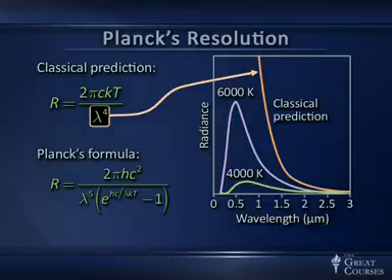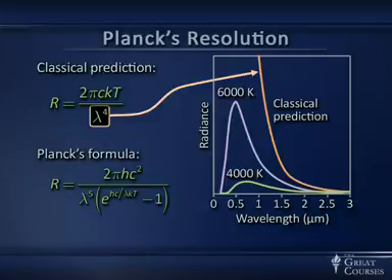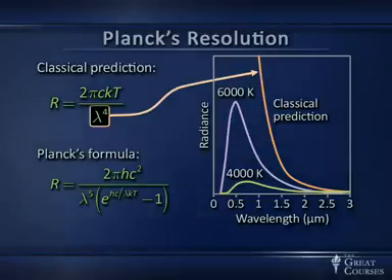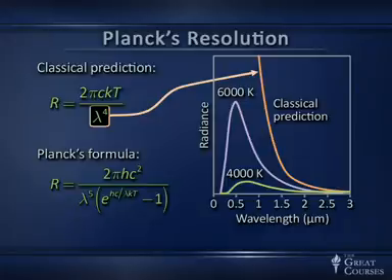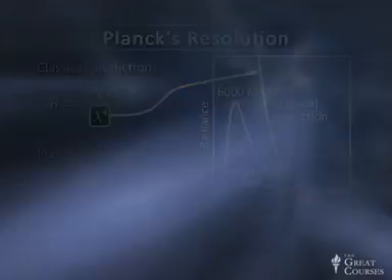That may not look obvious, but for those of you who know a little bit about expanding functions, if you expand that exponential, you will get a term with a lambda that cancels the lambda to the fifth, or 1 over lambda that cancels that lambda to the fifth, and you will get a lambda to the fourth in the denominator, and it will end up looking just like the classical formula. But as you go to shorter wavelengths, Planck's formula deviates from the classical prediction.